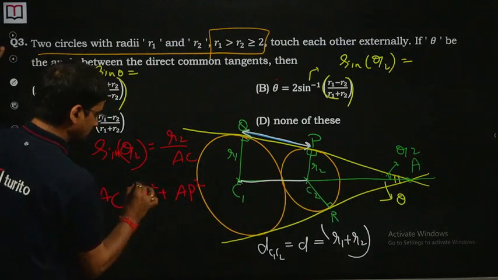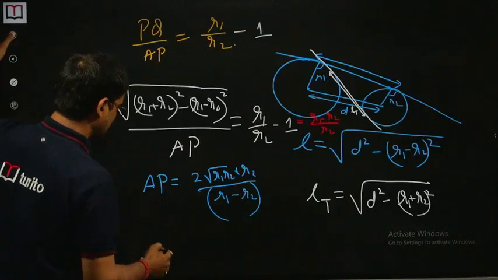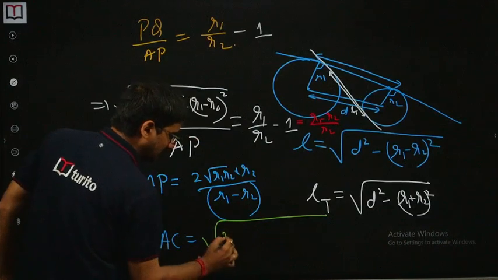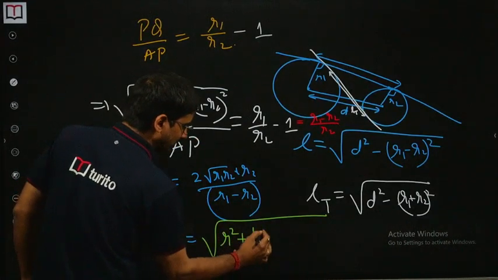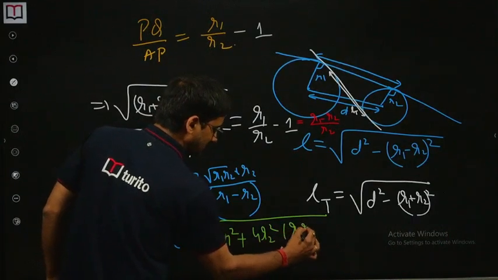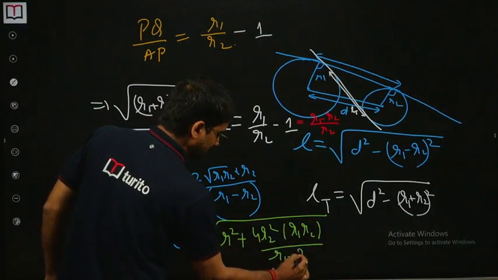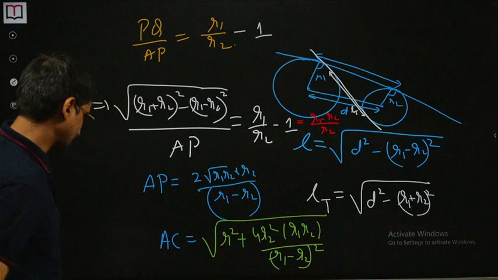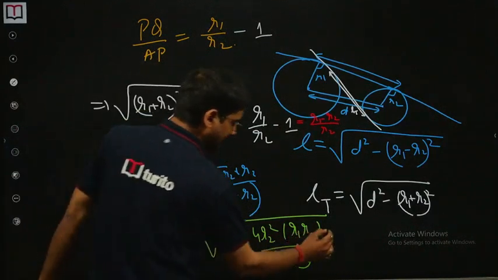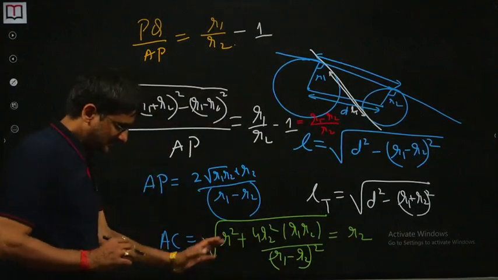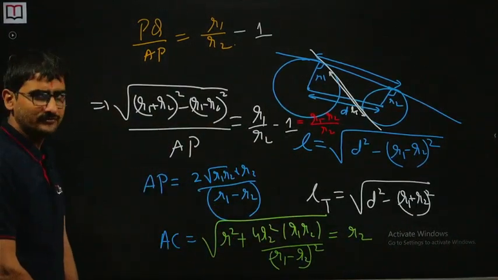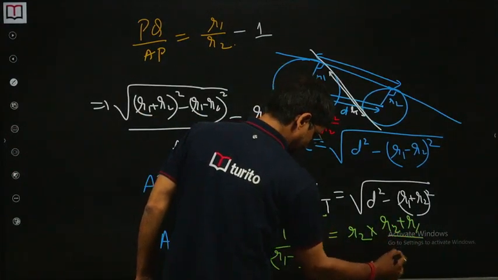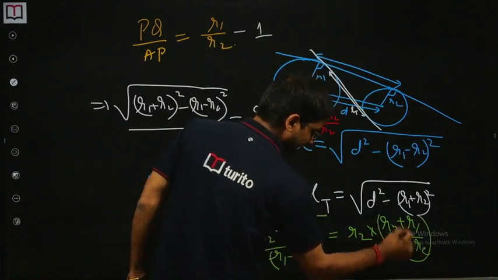So AC is under root of R2 square plus AP square. So AC is under root of R2 square plus 4R2 square R1 R2 by (R1 minus R2) whole square. Even if I take R2 common, if I take R2 out of it, then we have (R1 minus R2) whole square plus 4 R1 R2. At least we got something like R2 times (R1 plus R2) upon (R1 minus R2). So a bit simpler one.